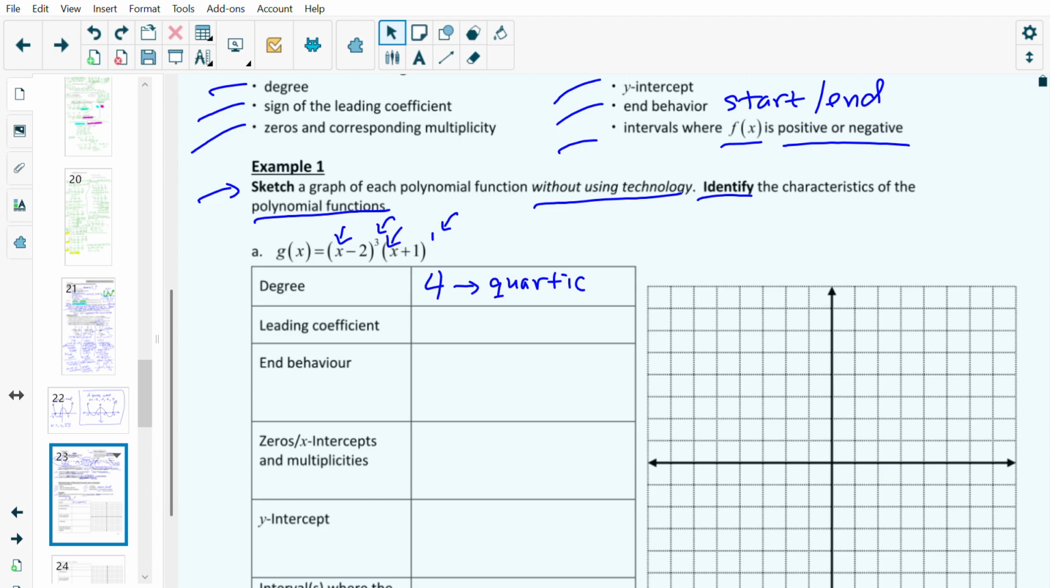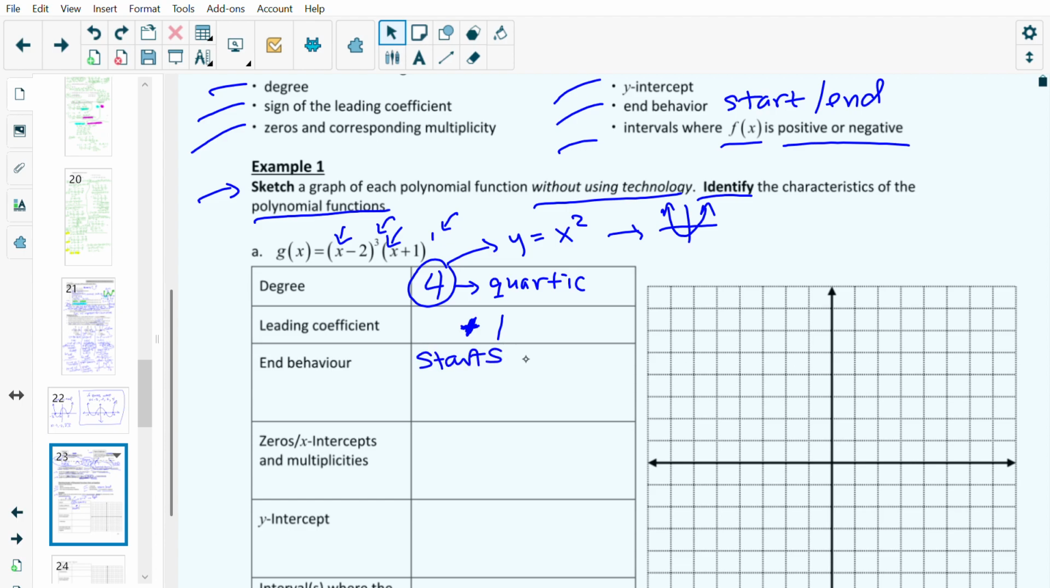Leading coefficient, right, so look at this x value, look at this x value. There's nothing in front of it, it's just a 1, so the coefficient's 1. And behavior. Remember, this is a 4th degree polynomial. What's its close cousin? Y equals x squared. The coefficient's positive, right? So what does a positive x squared do? Y equals x squared. Okay? It does this, remember, like that.